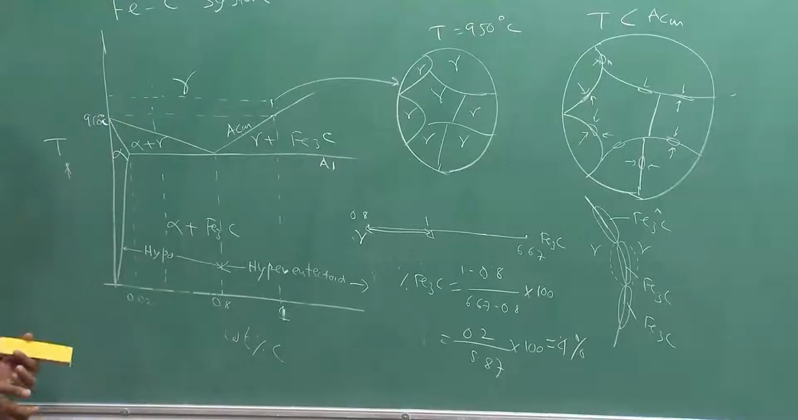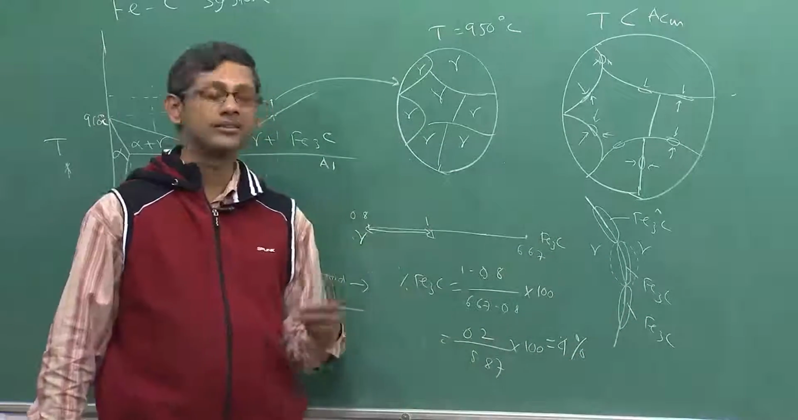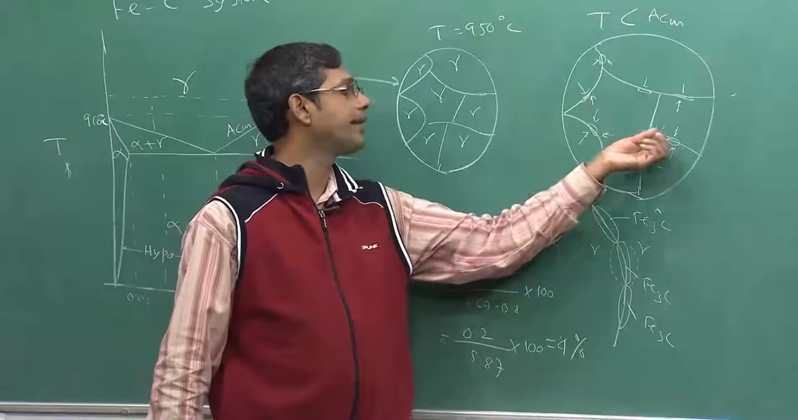As you see here, if the total volume percentage of this primary cementite is 4%, that means these phases will be lying along the grain boundaries only.